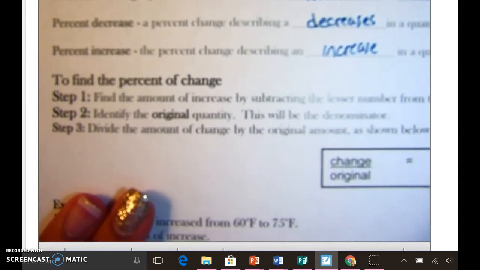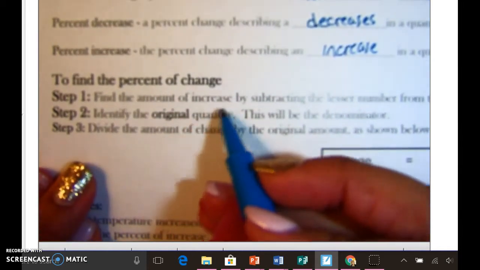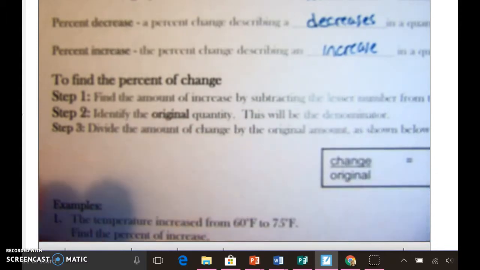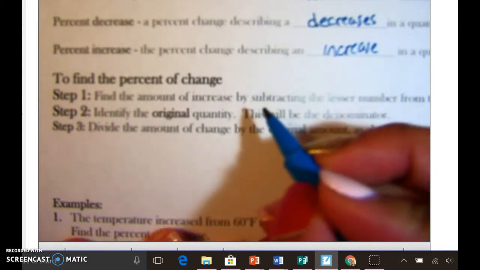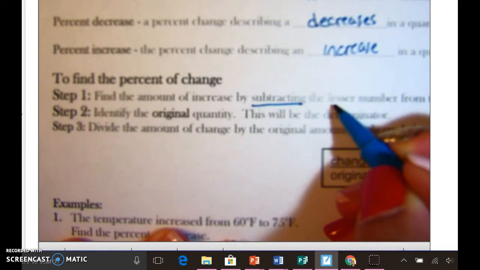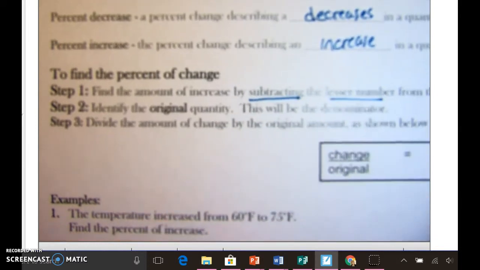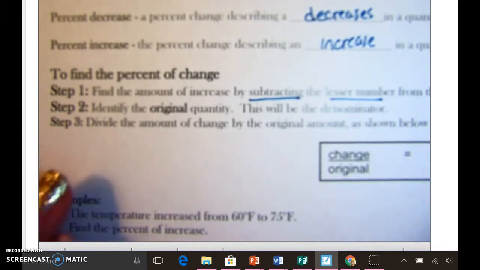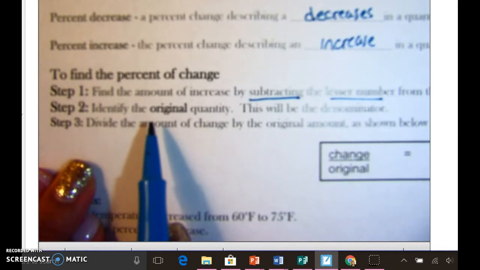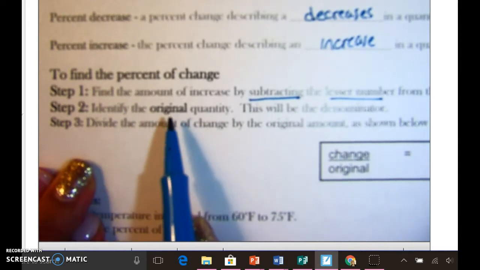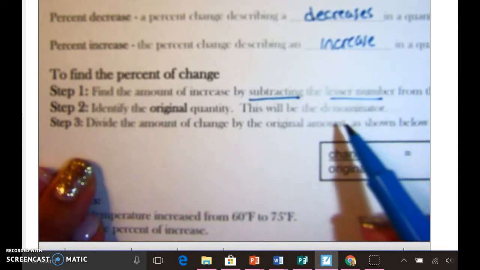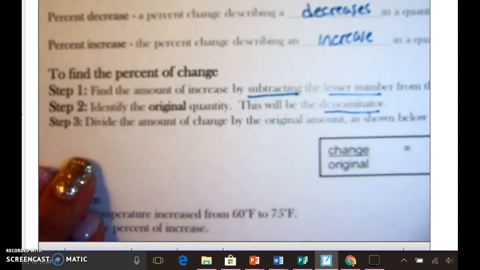So how do you find the percent of change? Here are the steps. Find the amount of increase or decrease. Find the amount by which it changed by subtracting the lesser, smaller number from the greater number. You just want the difference between the two numbers. Once you find the difference, you need to find the original amount. The original amount will be your denominator.